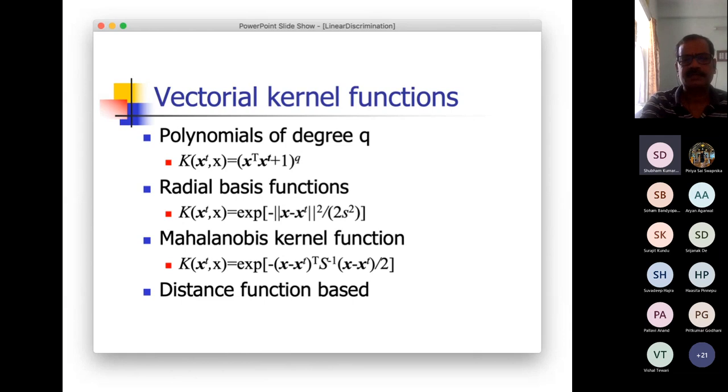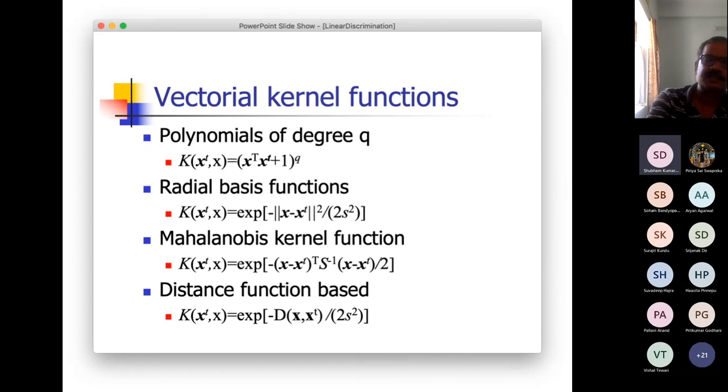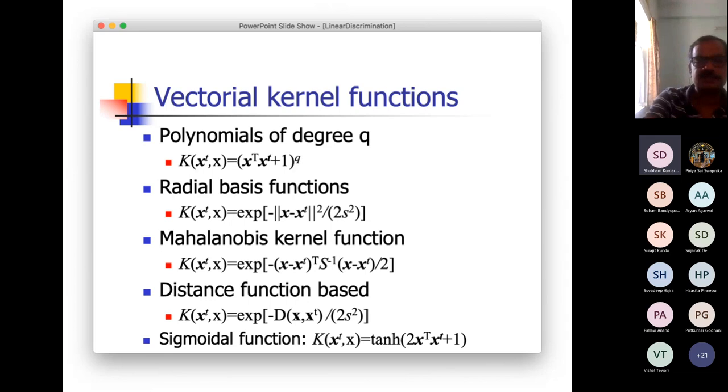Then the Mahalanobis kernel function is also defined in the same way as the Mahalanobis distance function. Similarly, we are defining the Mahalanobis kernel function, distance function based. So a distance function can be used in the kernel function in the exponential form, because as the distance increases, the value of the kernel would be decreasing. So it should be a kind of inversely proportional to the distance. In that way, as the distance increases, the kernel value should be reducing. There is another kernel function.